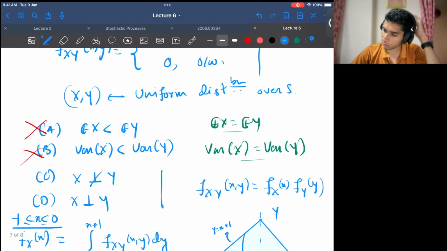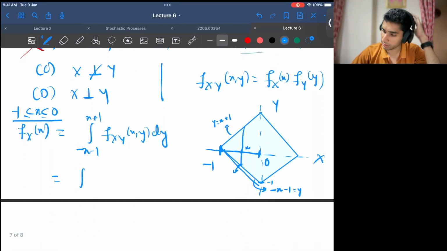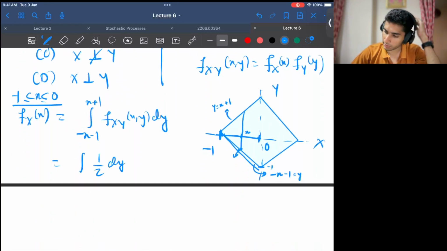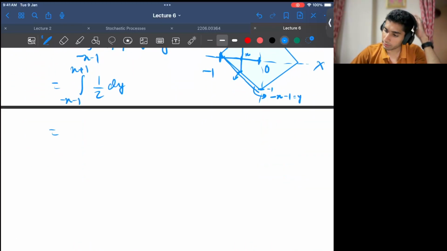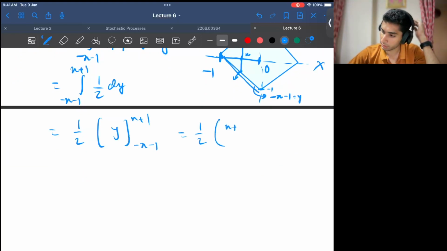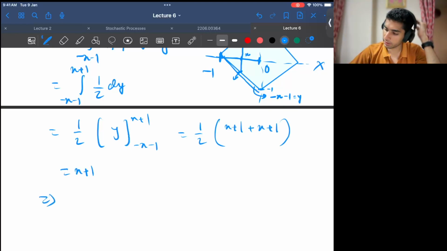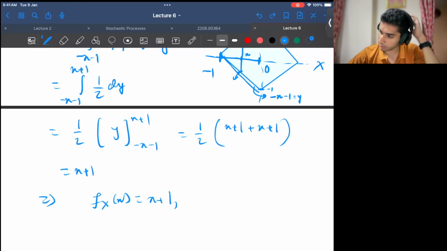So what is f_XY? This is just half. So the integral of half dy from -x - 1 to x + 1. This will become 1/2 times y with limits -x - 1 and x + 1. This will become half times (x + 1 + x + 1), and this will become just x + 1. This implies f_X(x) is equal to x + 1 when x is between -1 and 0.